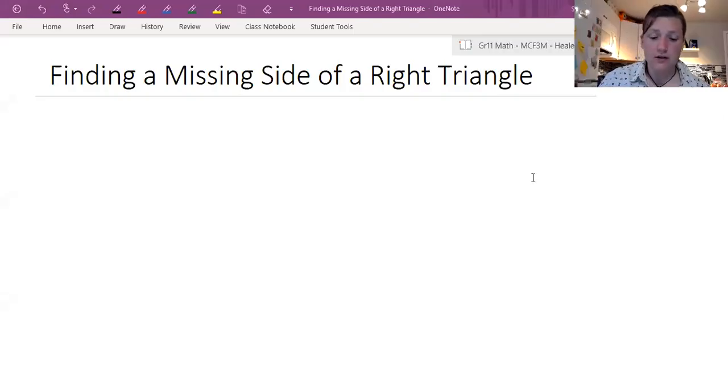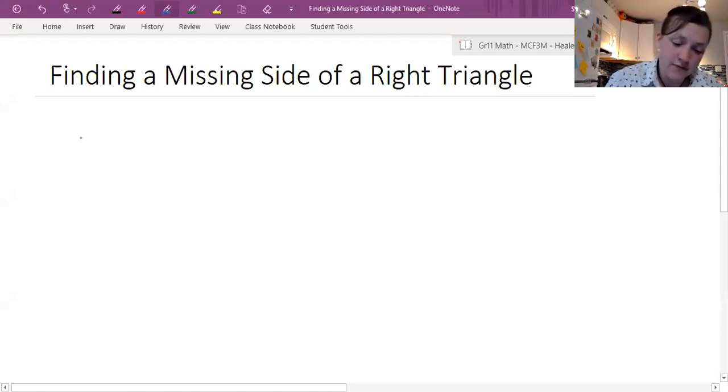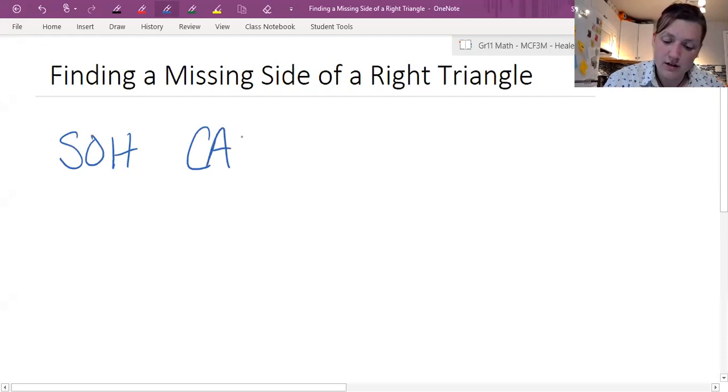Okay, so now that we know what the trigonometry functions actually mean, that these are ratios, we can use those ratios to help us solve problems. So before we even start, remember our mnemonic to help us remember which trigonometric function represents which ratio is SOHCAHTOA.